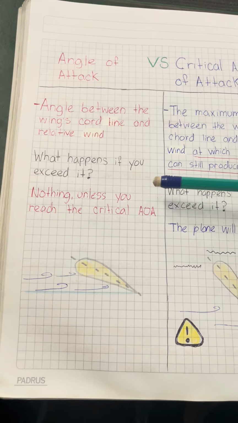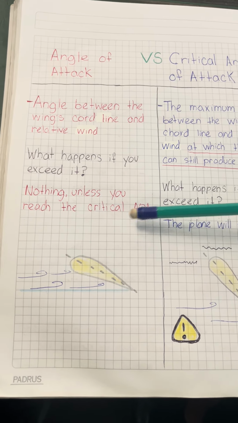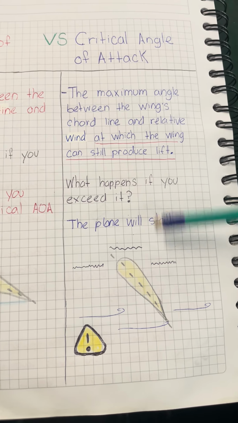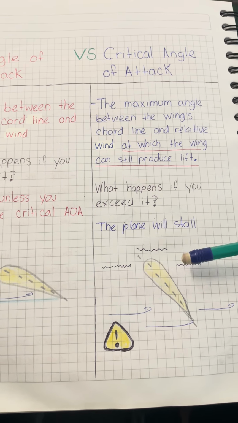What happens if you exceed it? Nothing, unless you reach the critical angle of attack. What happens if you exceed it? The plane will stall, meaning it's not going to produce any more lift.